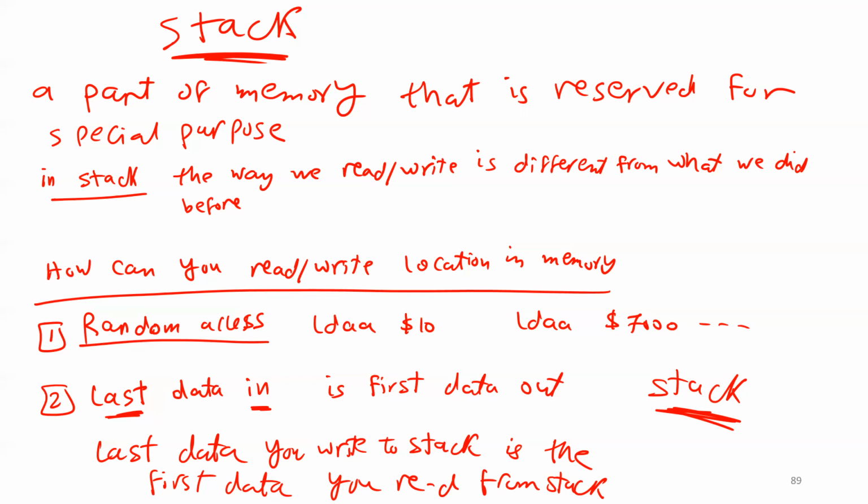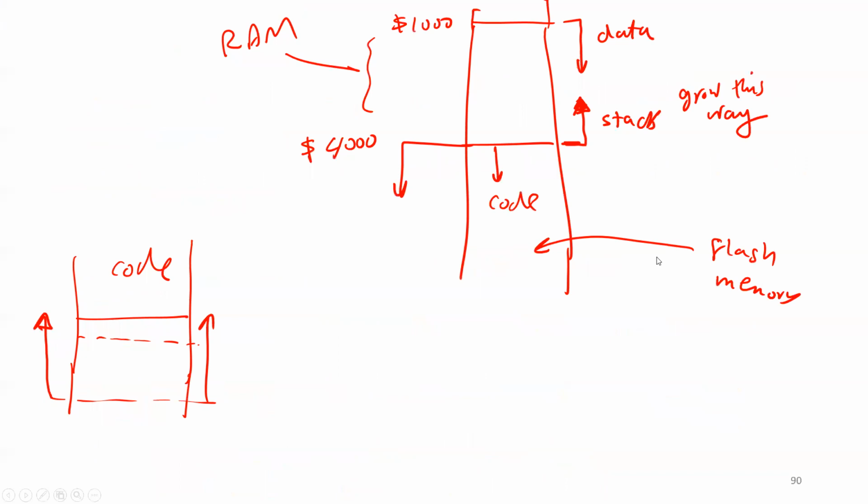So what we did so far, guys, in our memory, starting from 1000, we are going to have data, and the code starting from 4000. So until now, I divided the memory between the data and the code. Now I'm going to add a stack as well. So in the memory now, there should be 3 pieces: one part for data, one part for stack, and one part for the code.